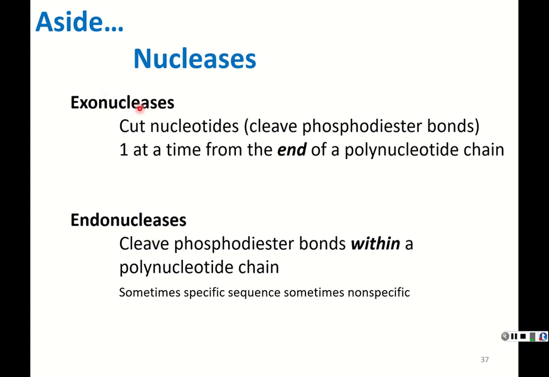Okay, what an exonuclease is, you cut nucleotides one at a time from the end of a polynucleotide chain. So for instance, your polymerase put in a mistake, a base pair that doesn't match. If you have a proofreading function and it determines that was a mistake, the exonuclease can cut that one base pair off.